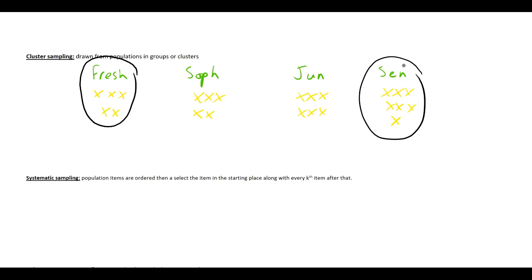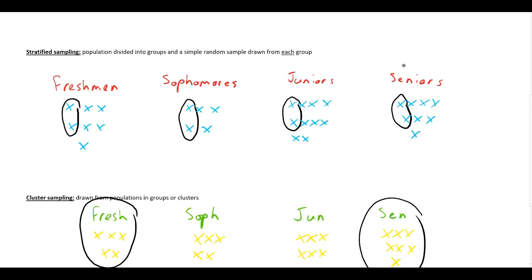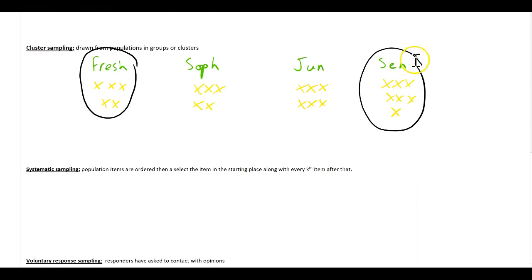This is like if we go through and say our groups are our classrooms, and then I take everybody in 2 different classrooms. That is cluster sampling. Whereas the stratified sampling is if I have people in classrooms and I go through and take some from every single classroom. Okay? So that's the difference between cluster sampling and stratified sampling.